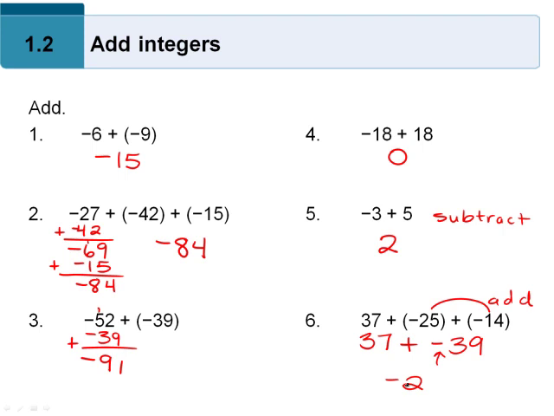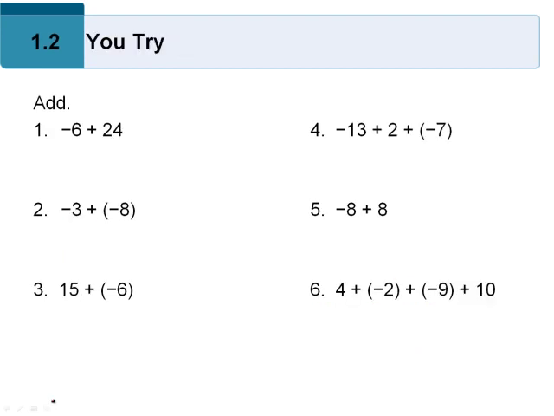So a lot of times if you have a whole line of numbers, the best thing to do first is combine your like signs first. Okay? So that's going to help you a lot when you're doing these problems. So combine the like signs first, and then you only have to subtract one time. Makes it a little bit easier. Alright, so pause the video, try these, and then you can check yourself in just a minute.